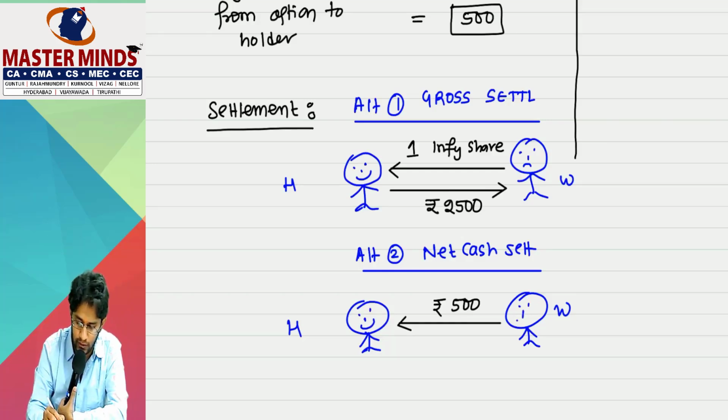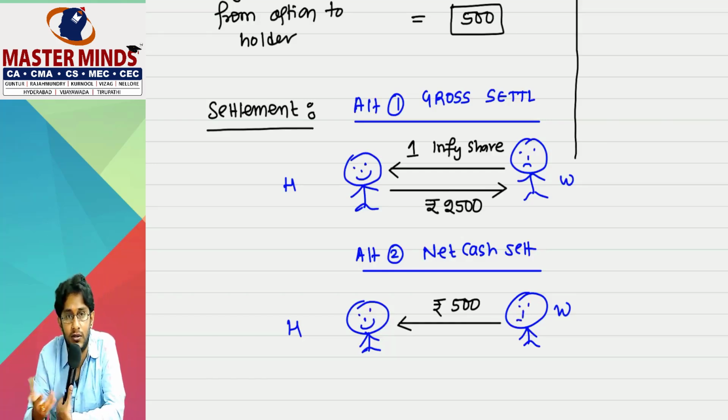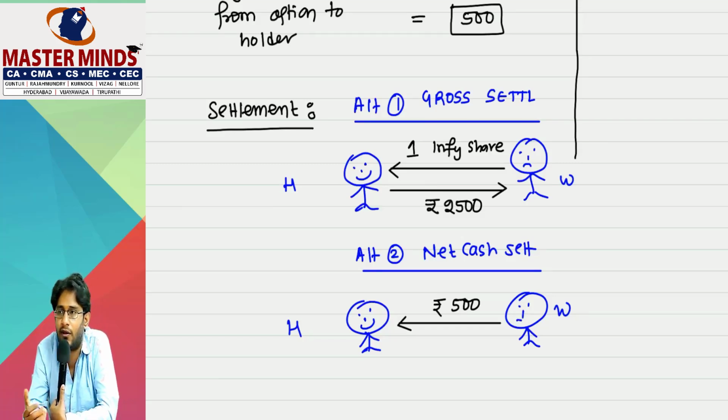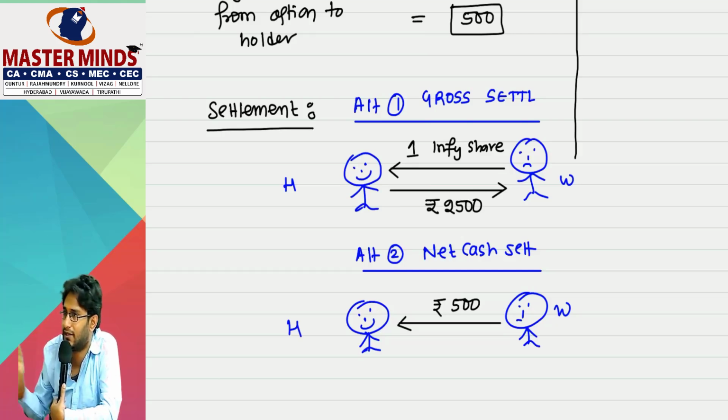This fellow writer is sad still. What is the fun of delivering shares and all? Ultimately my loss is 500, your gain is 500 as on today, so I pay you 500, take it, close the show. This is called net cash settlement.